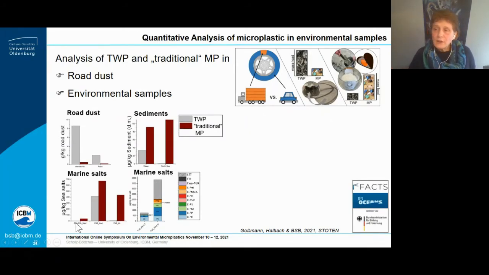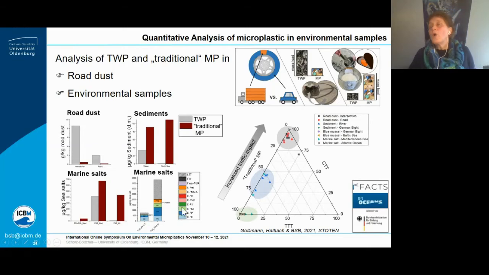And looking at the marine salts, you see different levels. That highly depends on the areas and the frame conditions, how the samples were harvested, as also seen in the composition, which is given here in more detail. Overall, we can see that the closer the traffic source is, the higher the tire wear particle content is, and the long-distance transport potential of tire wear particles seems to be highly restricted compared to traditional microplastics.